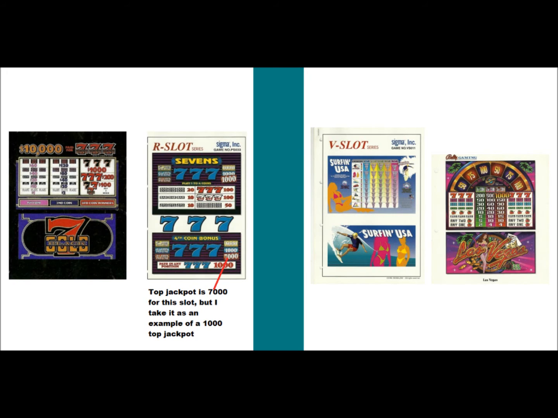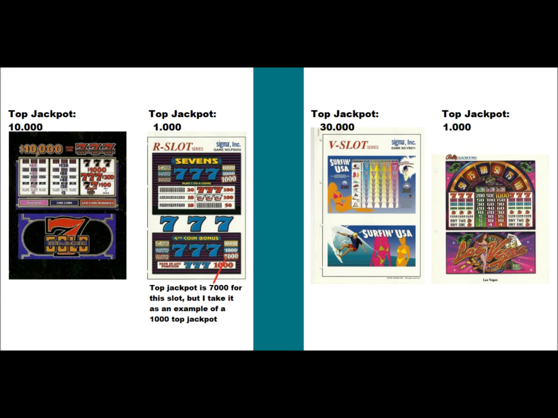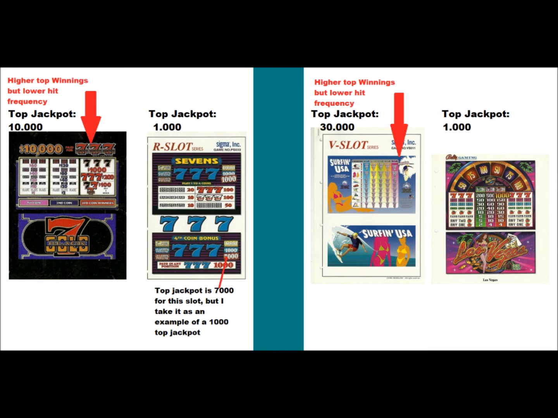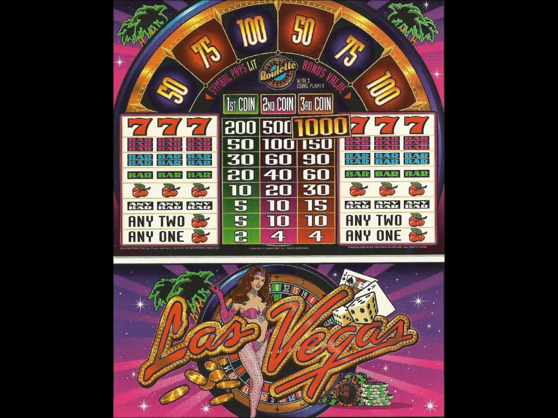Look at the slot pay table examples shown here. The two on the left side vary from 10,000 to 1,000 as a top paying jackpot. And the two pay tables shown on the right vary from 30,000 to 1,000. It is easy to understand just by thinking with logic that small and medium winning combinations will show more on a slot with a 1,000 coin top jackpot than a 10,000 one.